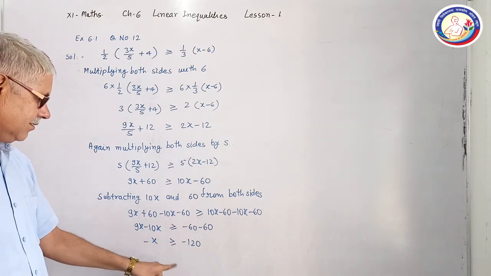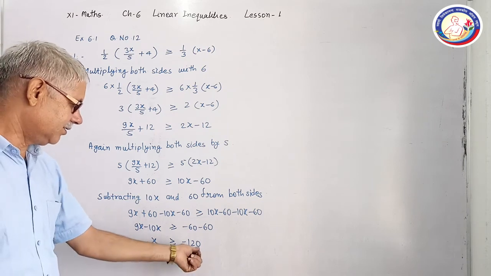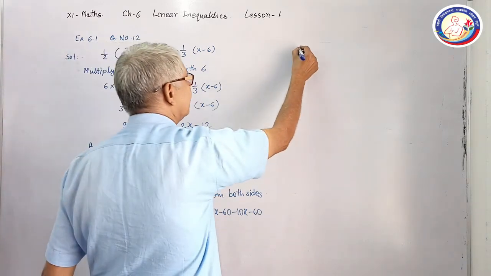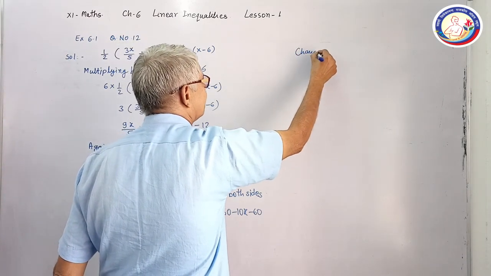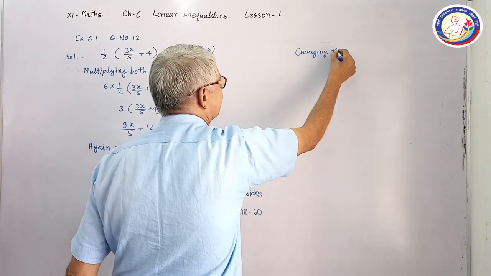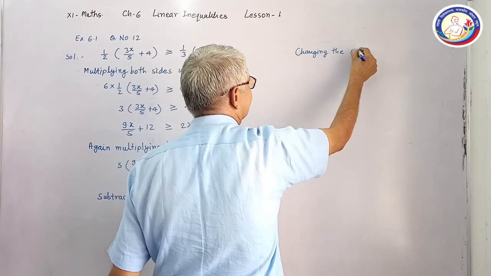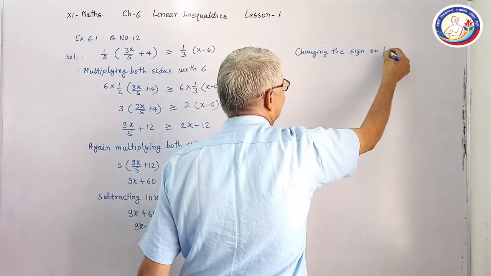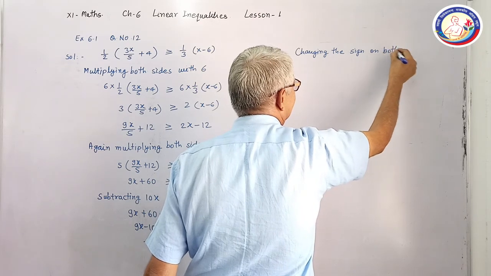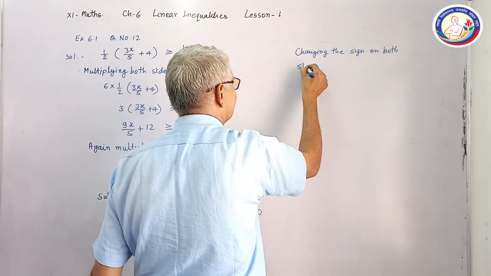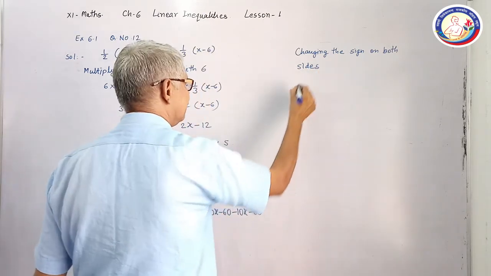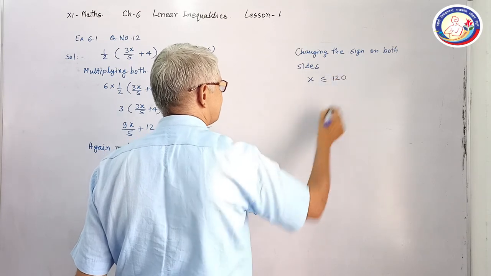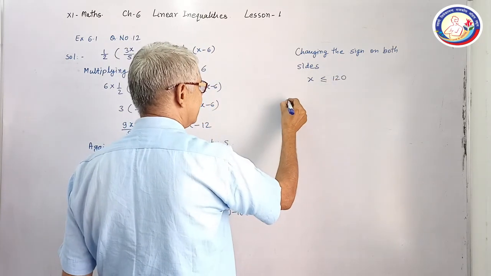Now change the symbol after changing the sign of these two sides. Changing the sign, x will be less than or equal to 120. So what is the solution?